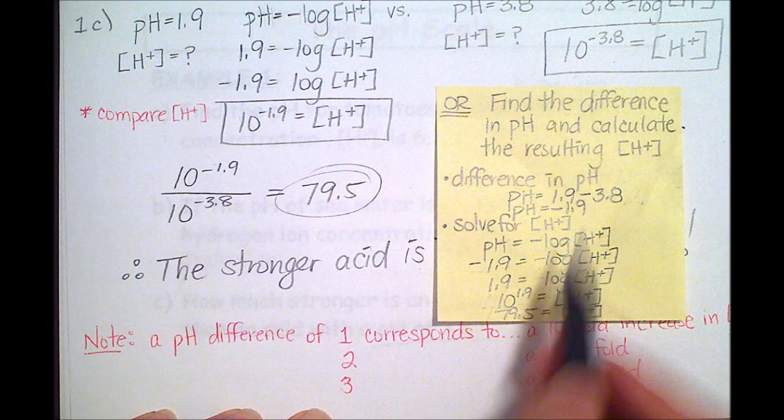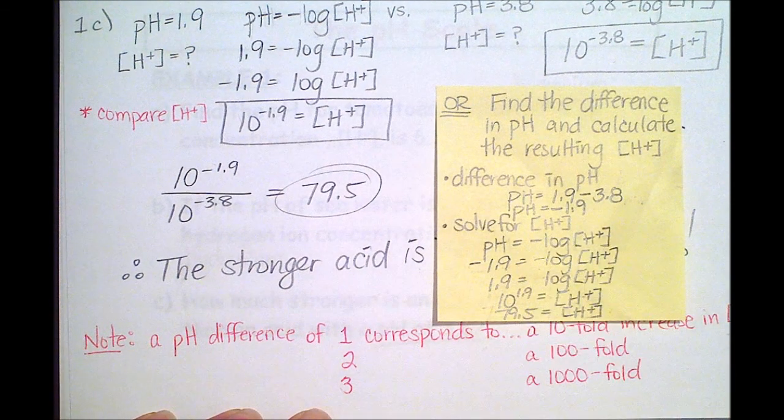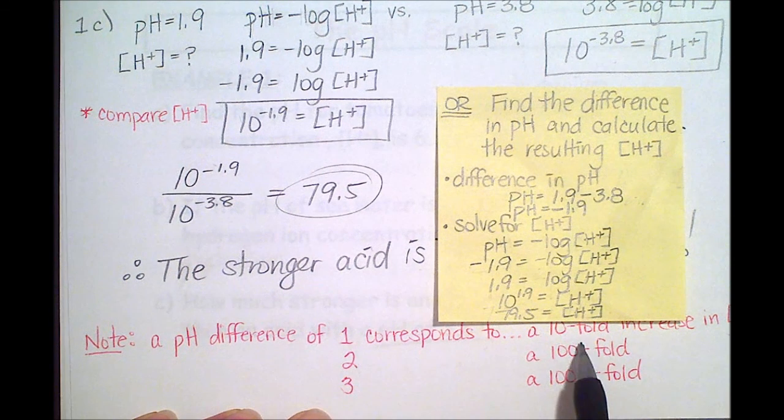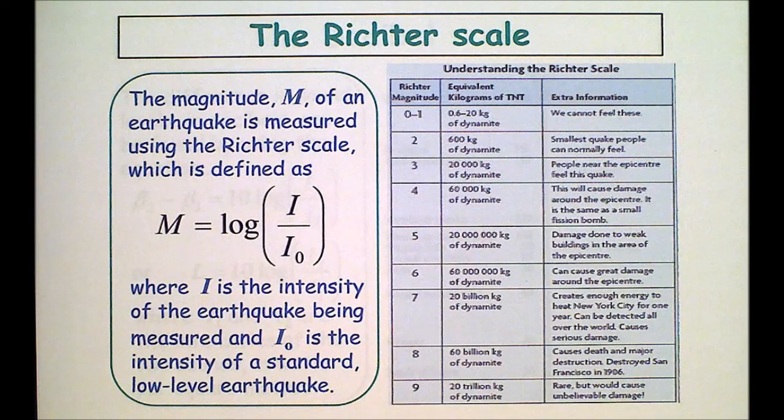So here you can notice that the difference in pH is about 2, so you can see that it's between 1 and 2, and so you can see that the concentration of hydronium ion is between 10 and 100 times stronger.